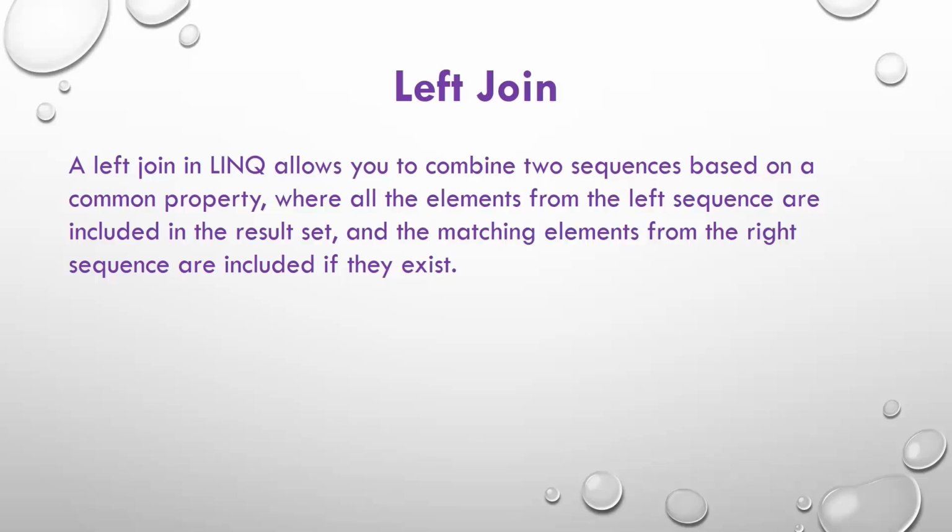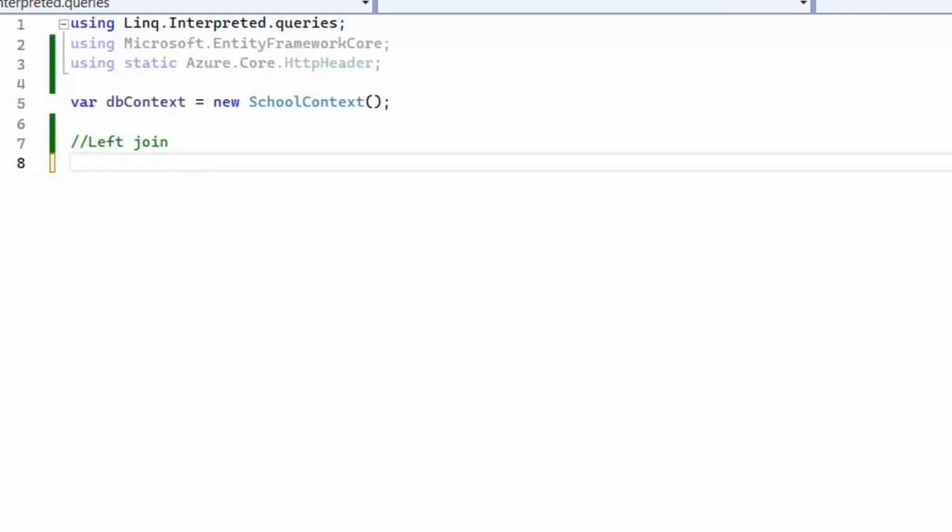Second, we will see left join in LINQ. A left join in LINQ allows you to combine two sequences based on a common property, where all the elements from the left sequence are included in the result set and the matching elements from the right sequence are included if they exist. In left join, we can extract all the values from the left table and only matching values from the right table. Now let's see its practical example.